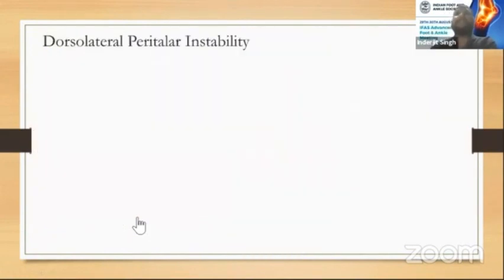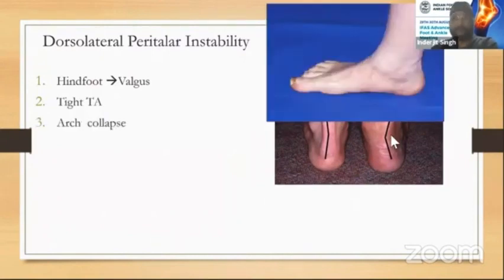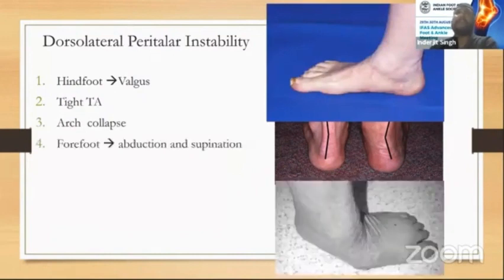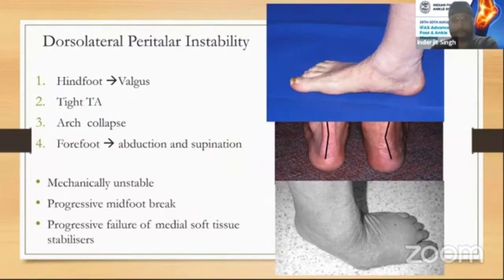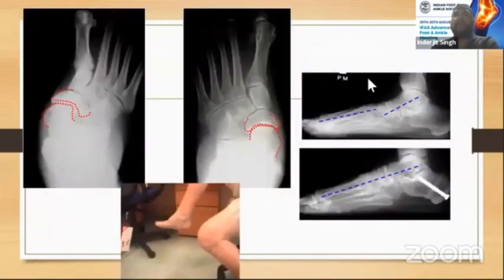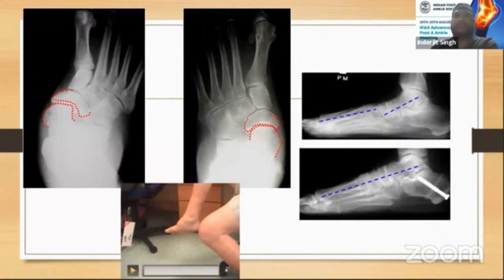So this basically is a dorsolateral peritalar instability. The hindfoot goes into valgus. There's the tight tendo Achilles. You can see the valgus here. Then the arch collapses and the forefoot goes into abduction and supination. It's a very unstable foot mechanically, and the midfoot break is very progressive. So these are a few cases where, in this case, the medial sliding calcaneal osteotomy was done, and the talar head goes into the right position there. You can see in this video.